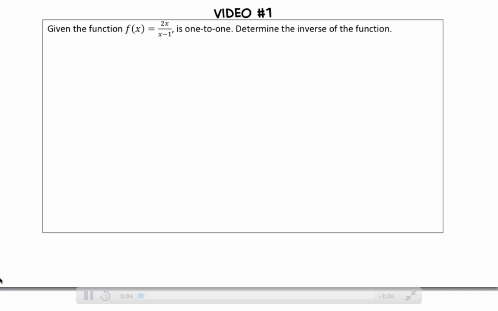Hi everyone, this is Mrs. Nocella, and by the end of this video, you should be able to determine the inverse of a function.